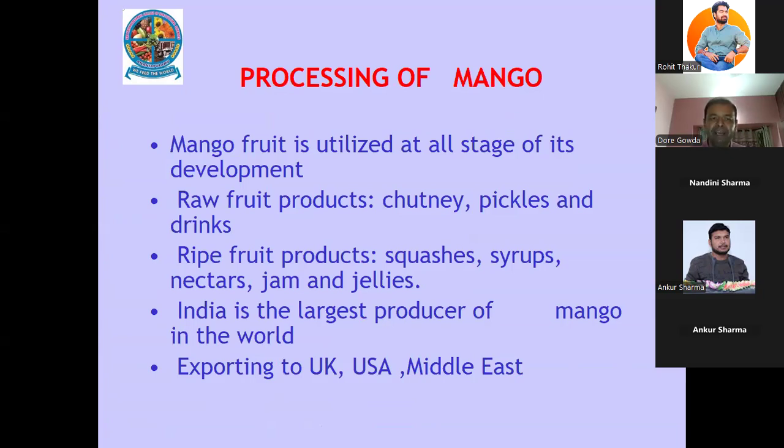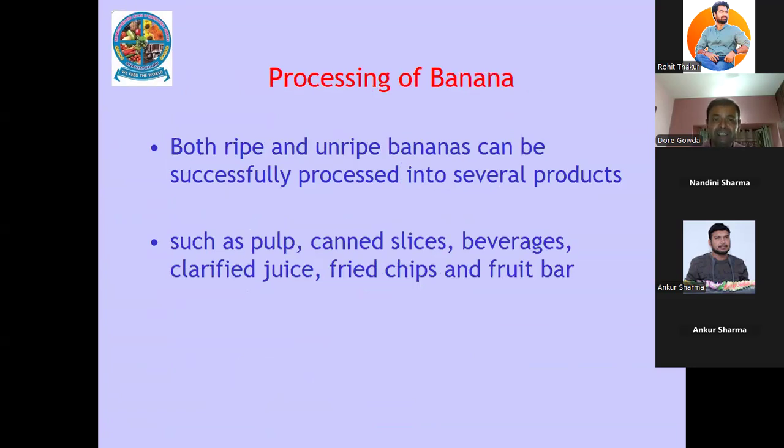So if you take mango, the mango fruit is utilized at all stages of its development, starting from raw fruit itself. From raw mango, we can make chutney, pickles, and drinks. Dry fruits, squashes, syrups, nectar, jams, and jellies. India is the largest producer of mango in the world, exporting to the UK, USA, and Middle East countries.